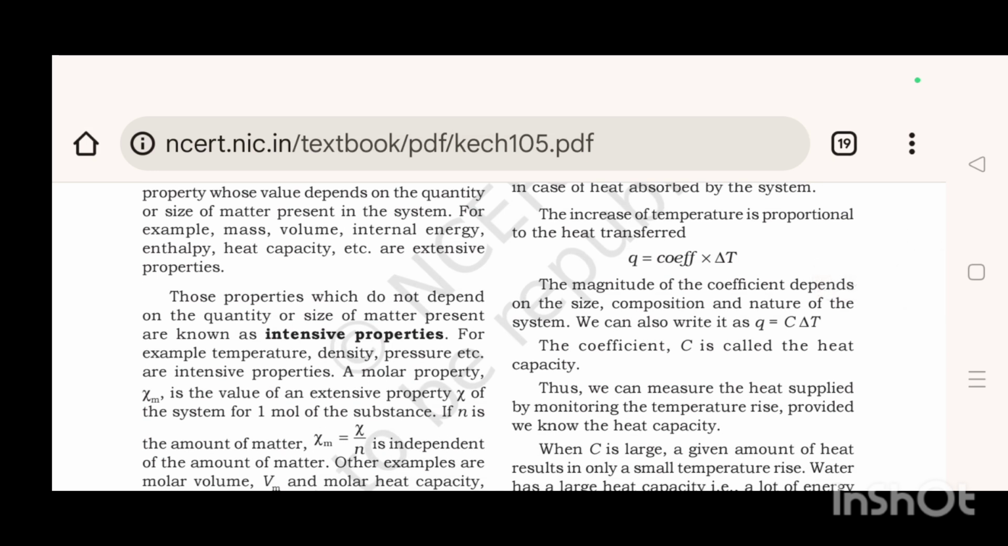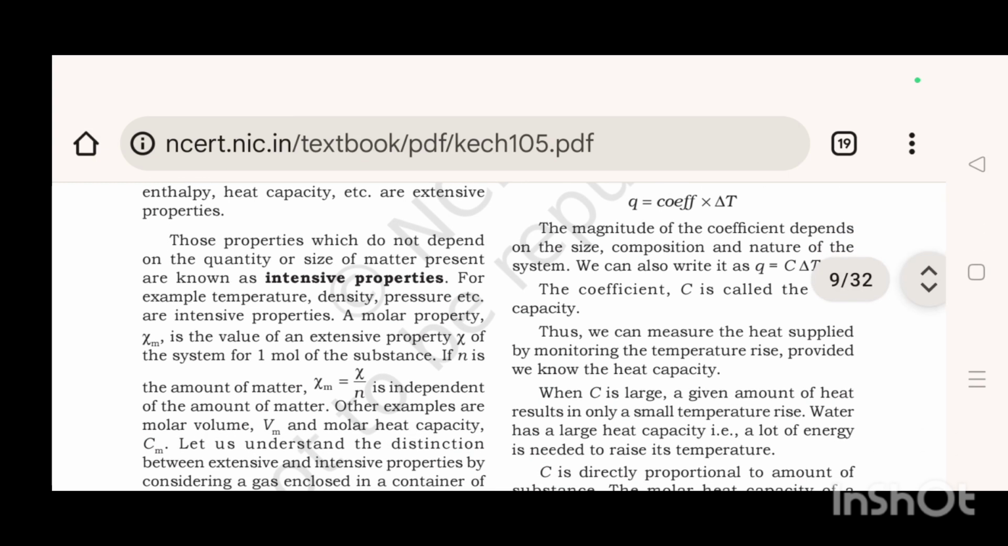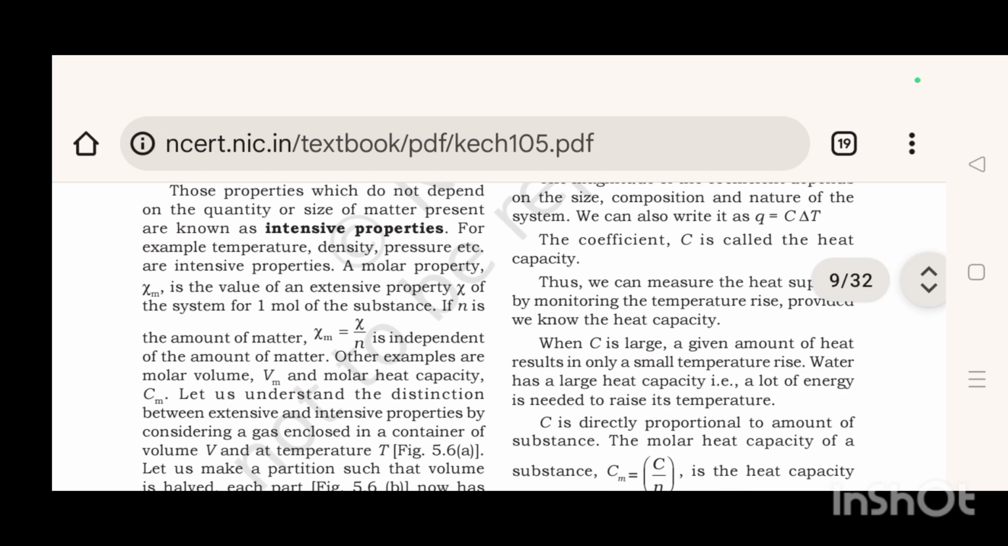A molar property χm is the value of an extensive property χ of the system for 1 mole. If n is the amount of matter, χm equal to χ upon n is independent of the amount of matter. Other examples are molar volume Vm and molar heat capacity Cm.